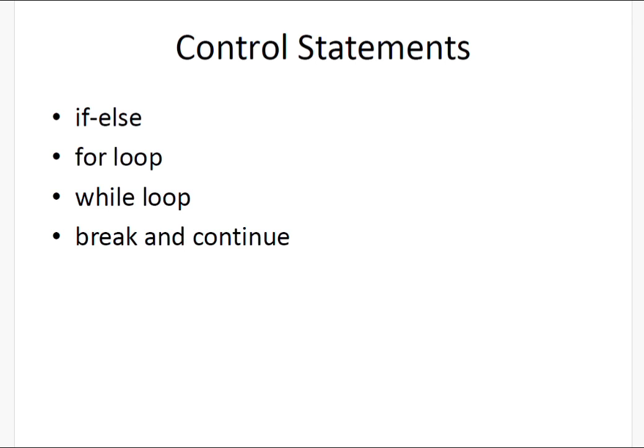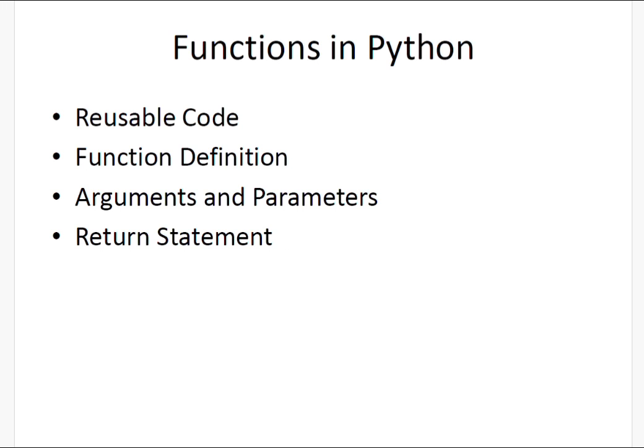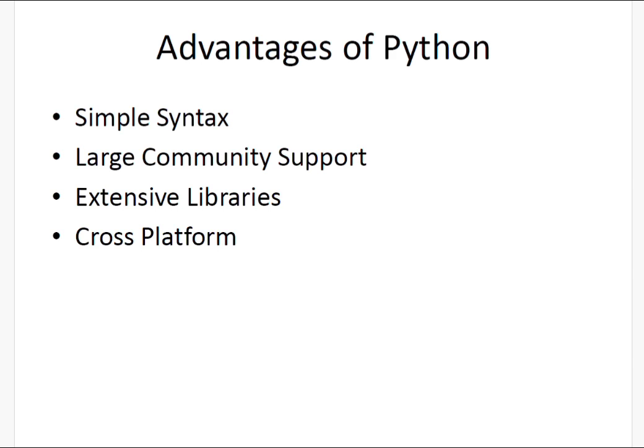So the next one, we are going to the functions in Python. The functions in Python are reusable codes. The functions are defined. There are two types, arguments and parameters. The return statements, there is also one more, that is recursive statements. So it calls itself. The next one is the advantages of Python. See, the advantages of Python, it consists of very simple syntax and easy to learn. It has large community support. It consists of extensive libraries, functions, and cross platforms.